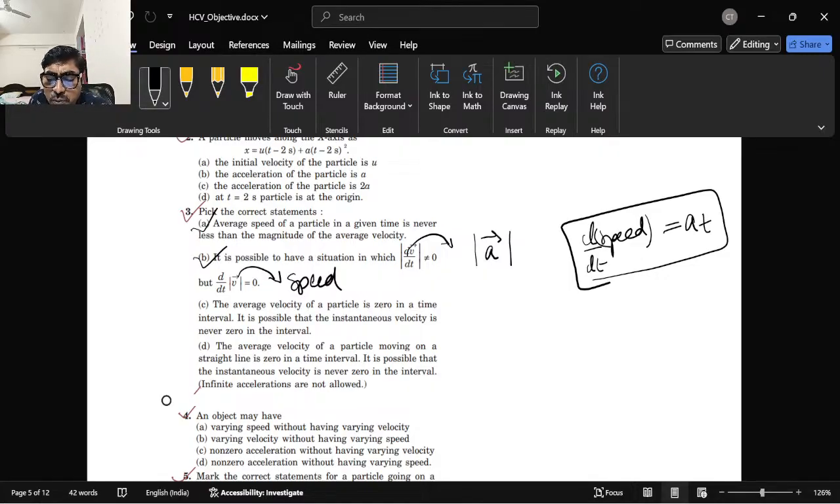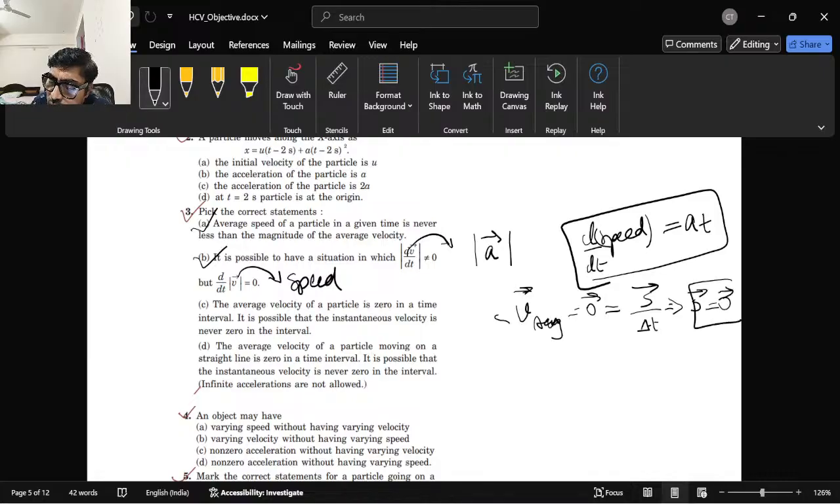The average velocity of a particle is 0 in a time interval. He is saying V average is 0. Okay. But what is the definition of V average? It is displacement upon time interval. So displacement upon time interval being 0 means displacement is 0. Okay. Displacement is 0. That much we got.